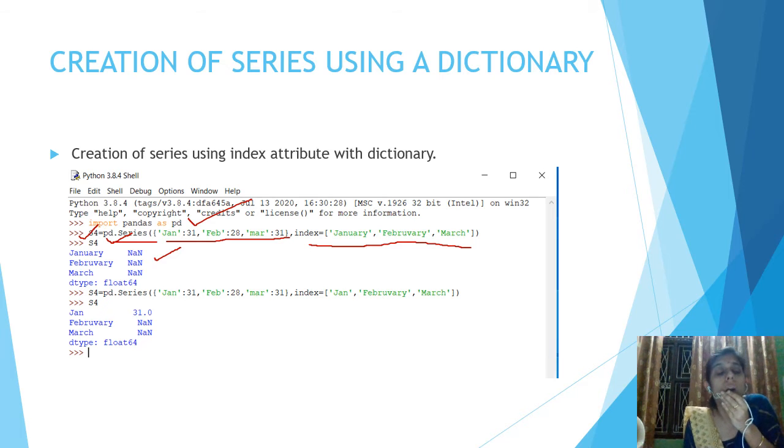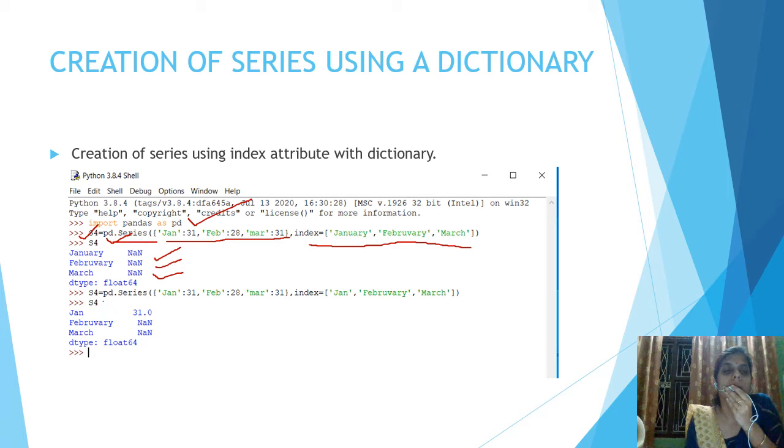NaN means not a number. There is no number defined for the index January, there is no number defined for the index February, and there is no number defined for the index March. Means there is no data for these 3 indexes. So there is no need to take the index argument.